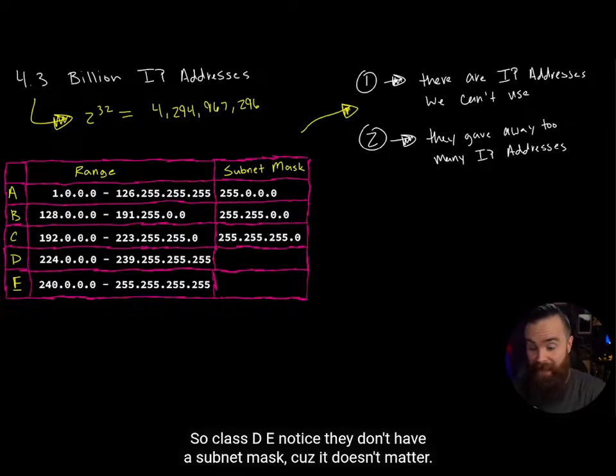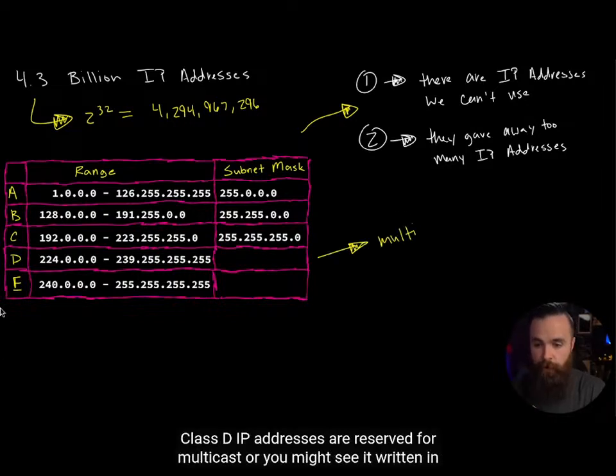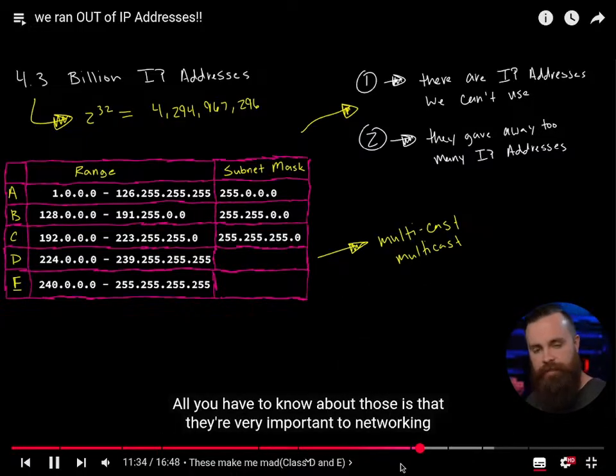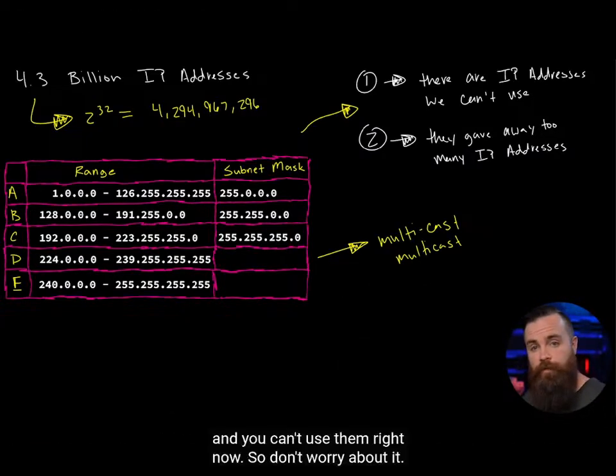So Class D and E, notice they don't have a subnet mask because it doesn't matter. Class D IP addresses are reserved for multicast, or you might see it written as one word. I never know. All you have to know about those is that they're very important to networking and you can't use them right now. So don't worry about it. Just memorize what they are.